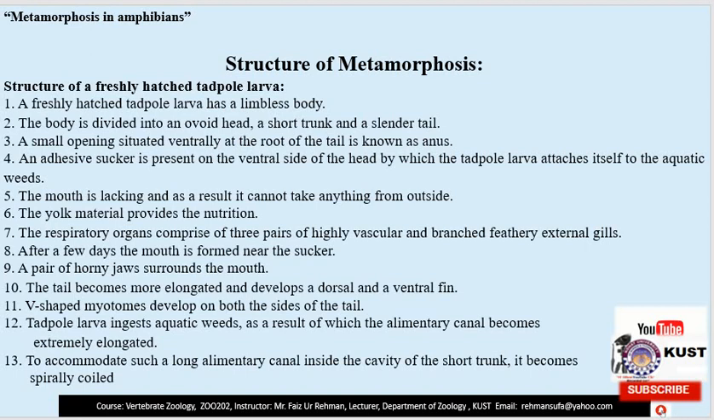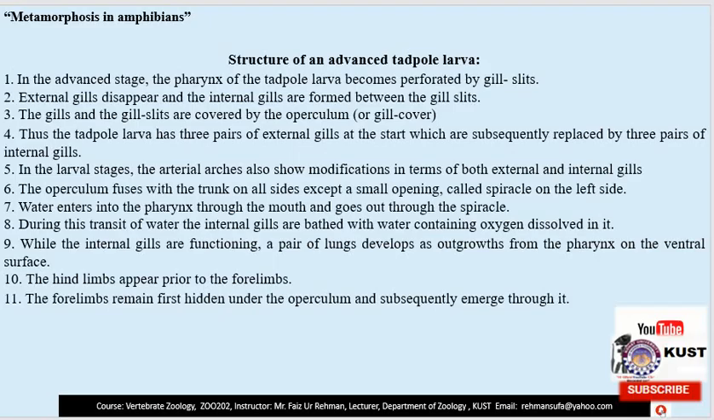The tail becomes more elongated and develops a dorsal and ventral fin. V-shaped myotomes develop on both sides of the tail. The tadpole larva ingests aquatic weeds, as a result of which the alimentary canal becomes extremely elongated. To accommodate such a long alimentary canal inside the cavity of the short trunk, it becomes spirally coiled.